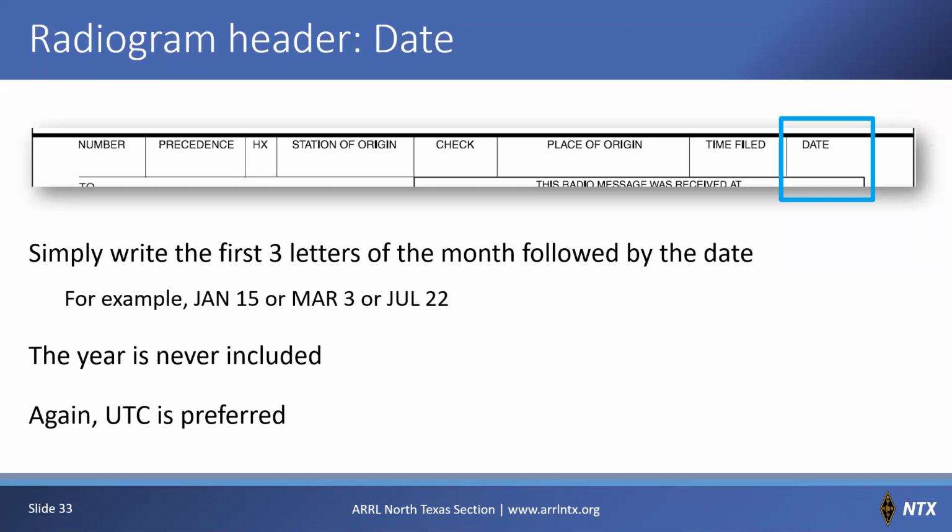If the traffic is a year old, chances are you don't need to deliver it anymore. So if you got a piece of traffic that's that old, I would just put it to the side. But we don't need the year. When we think about being efficient on the air, the year doesn't help us. I know it's 2021. I don't need you to say that in every piece of traffic. So just the month and the date.